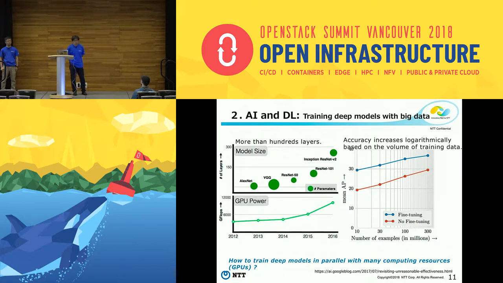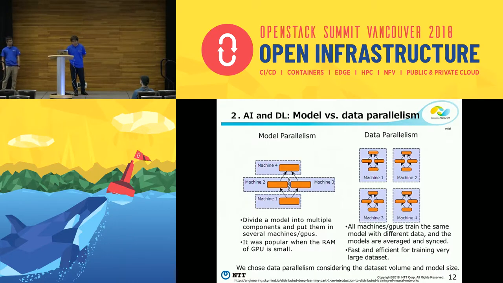The right graph shows how the accuracy increases when we increase the volume of training data. Accuracy increases almost logarithmically based on the volume of training data. So we have a very large, big deep neural network against a very large, big training data. So I believe it's natural to consider using GPUs or a multiple cluster environment for training such models.